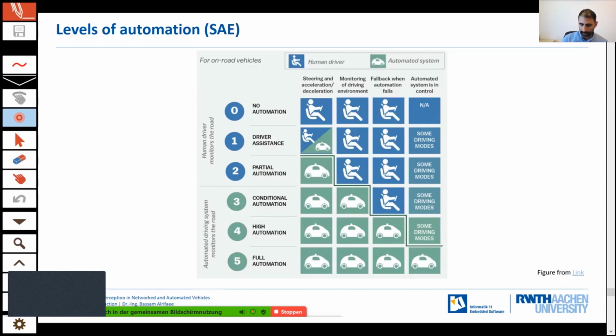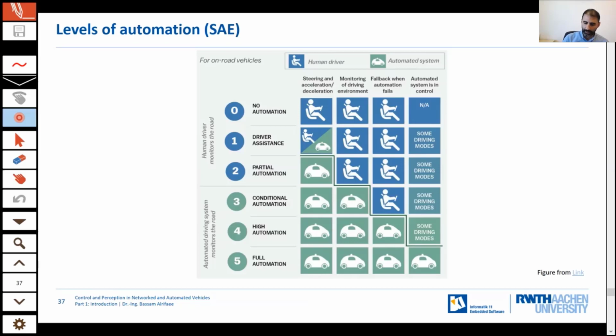And yeah, in the column we see the steering and acceleration and deceleration. That means controlling the steering wheel and the acceleration and brake pedal. Who takes care of this part? Monitoring of driving environment. And okay, the third one is fallback when automation fails. So if the automation fails, who takes care of the vehicle to continue at least driving to a safe halt, for example?